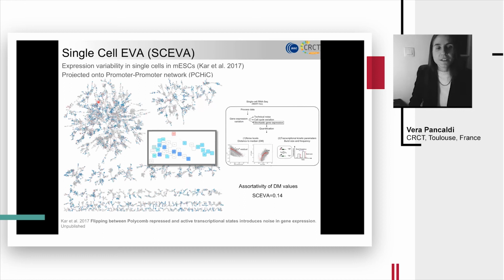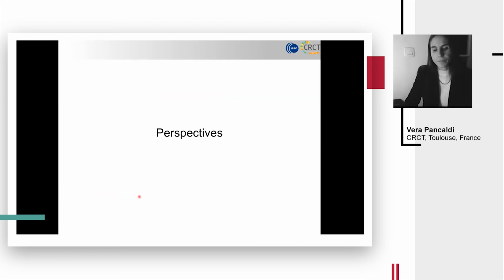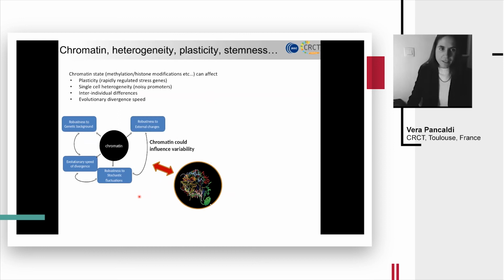Just to mention something else that is unpublished, we were able to look at assortativity of expression variability even in single cells. This was done in mouse embryonic stem cells, but we're now hoping to reproduce it in the immune cells. And we also see assortativity of single cell variability. So we think that really variability at many different levels is, or could be, determined by a 3D global pattern across the chromatin.